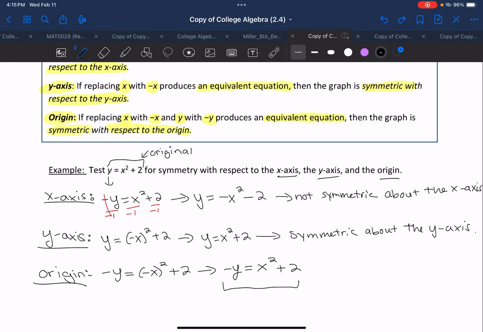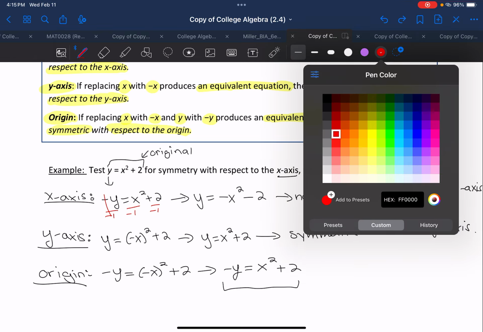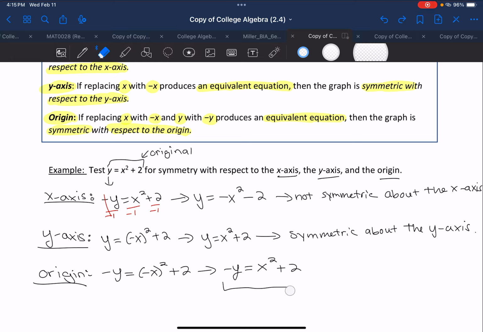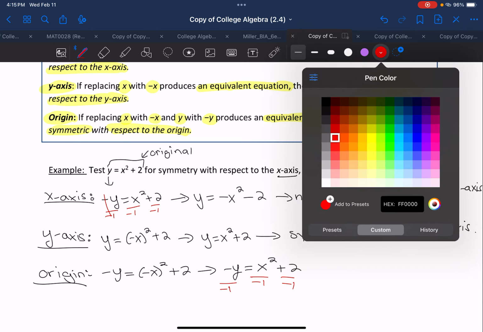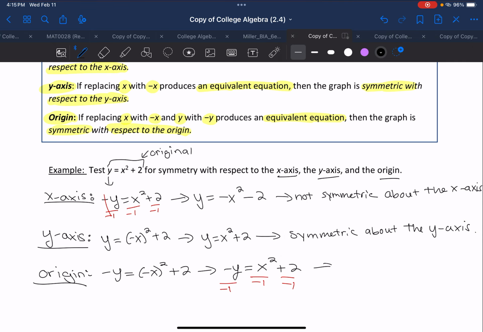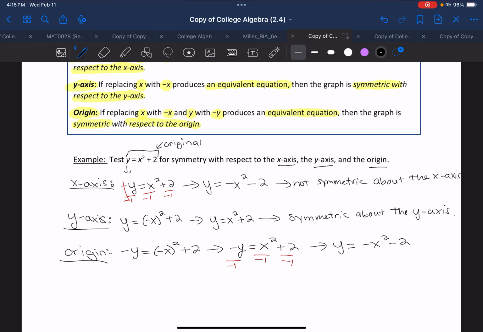So I would have to divide everything by negative 1, and of course we already know, because we already did this, that this does not produce an equivalent equation. This is y equals negative x squared minus 2. So not symmetric about the origin.